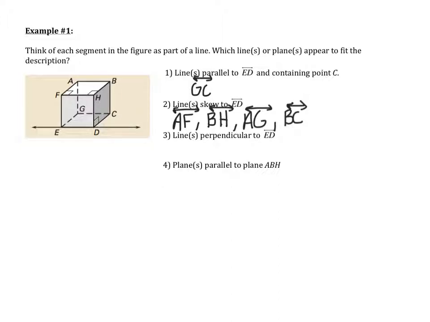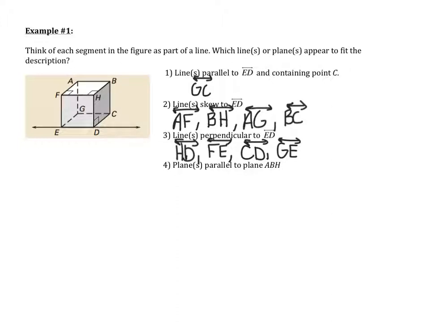Number 3, line or lines perpendicular to ED. So remember, perpendicular lines intersect, and they intersect to form right angles. So we're looking for anything that forms right angles with line ED. You can see that line HD is perpendicular to line ED. If HD is perpendicular to line ED, so is FE. CD would also be perpendicular to line ED, as well as GE. And that's actually it for number 3.